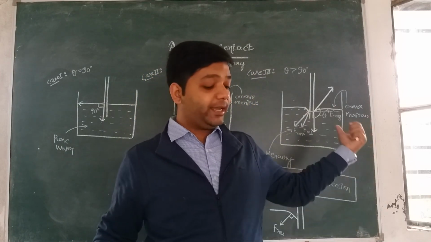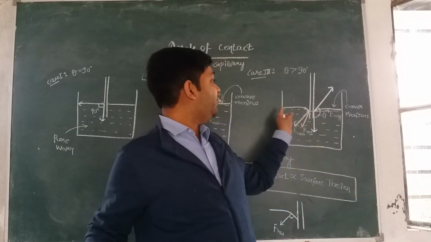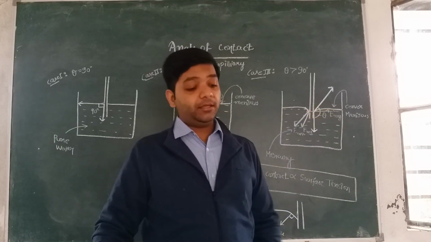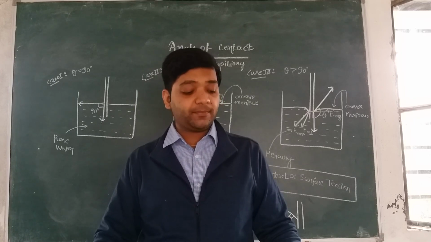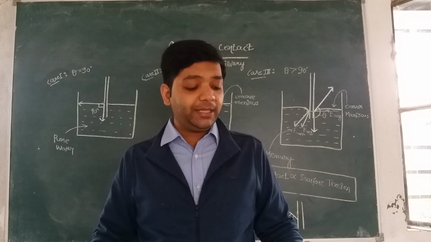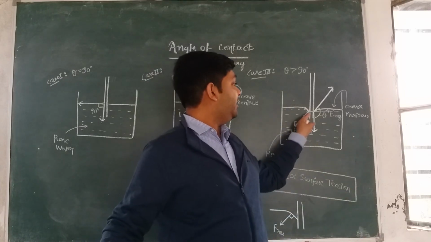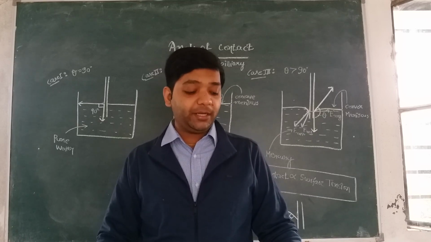Right? Now write in case 3, the level of liquid in the capillary tube will be convex. Next point, the liquid will fall in the capillary tube.